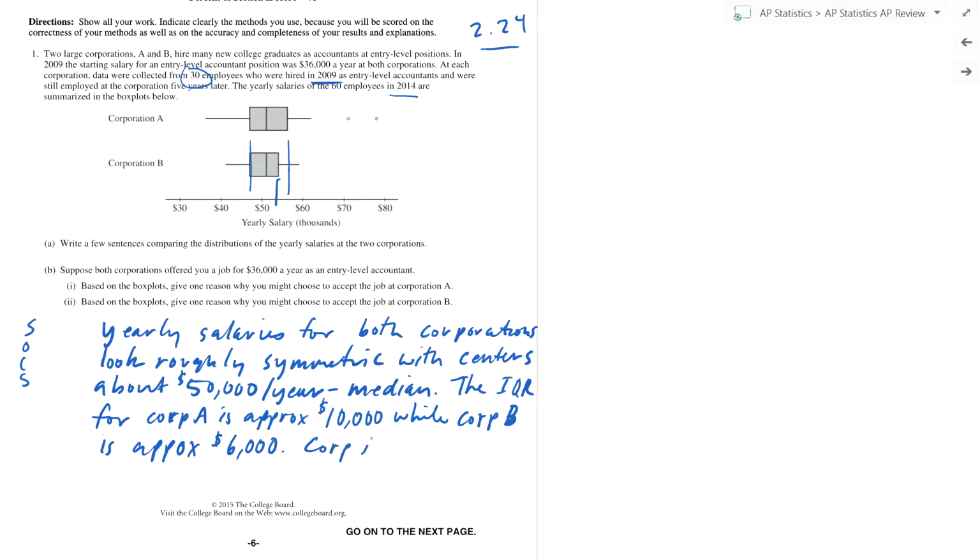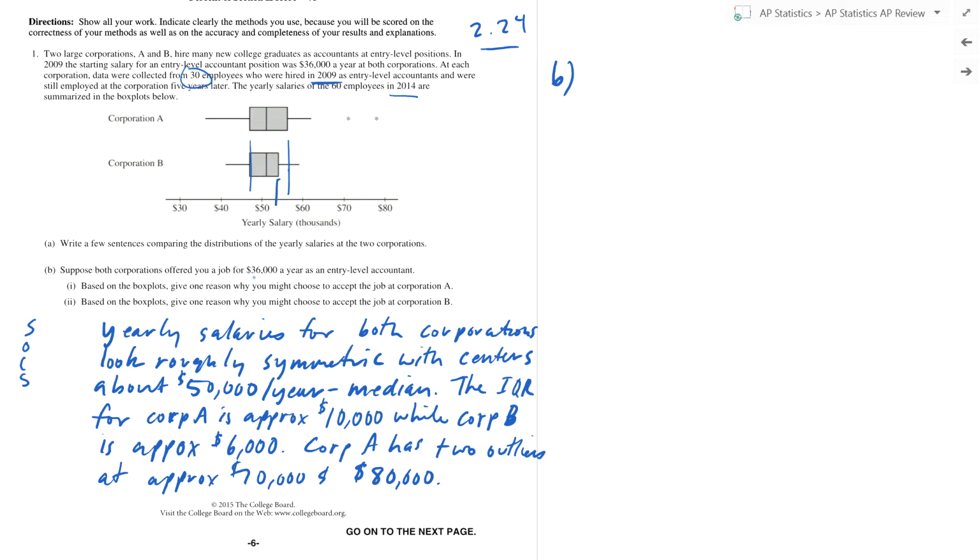Corporation A has 2 outliers at approximately 70,000 and 80,000 dollars per year. Okay, so there's your SOCS, there's A. And then B.